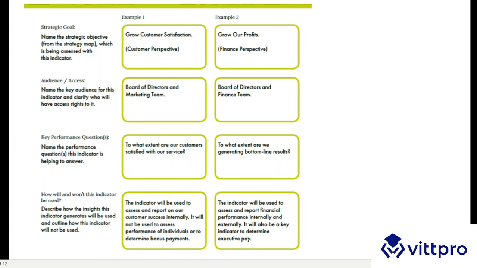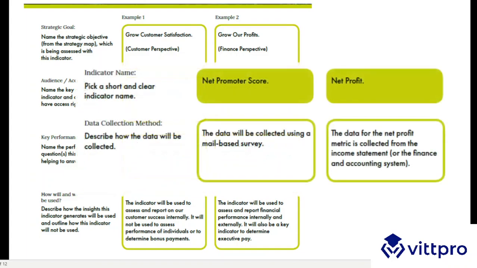For example, grow our profits. So the profit is grown by two parts. One is higher sales, one is lower cost, right? Cost reduction, yeah. So the same strategic goal can be achieved by two separate indicators. In this example, we are growing the profit by just looking at the net profit, but there can be other indicators, like increasing the revenue and reducing the cost, instead of just looking at the profit, right? So that can be a different method, which may be more indicative of how well we are doing.